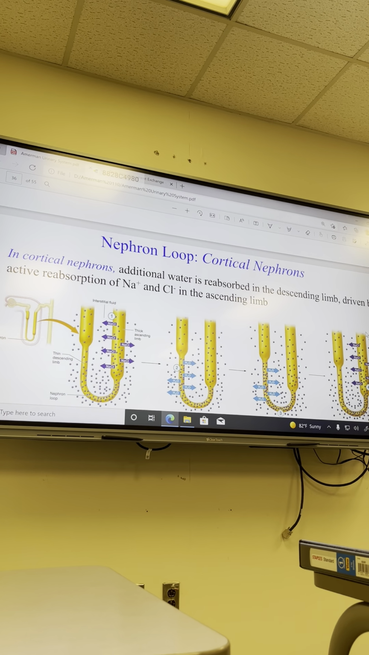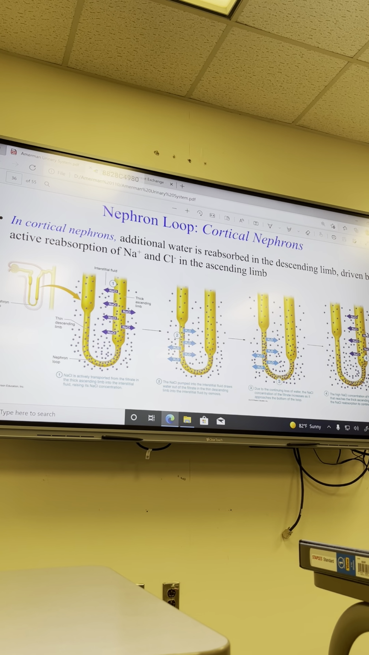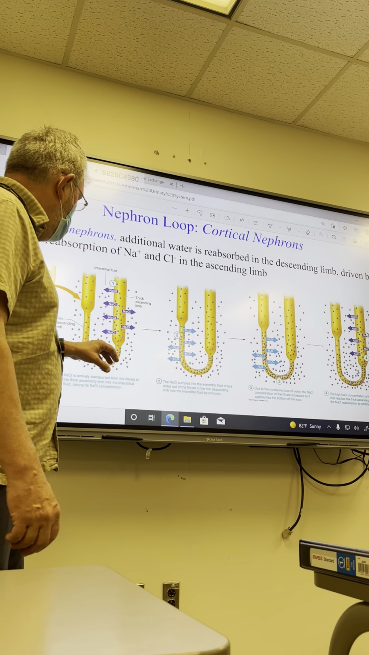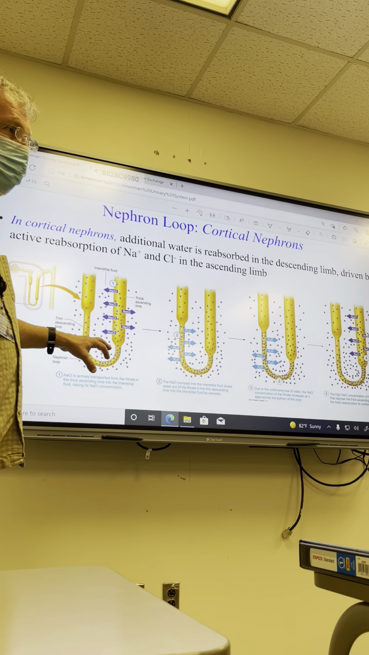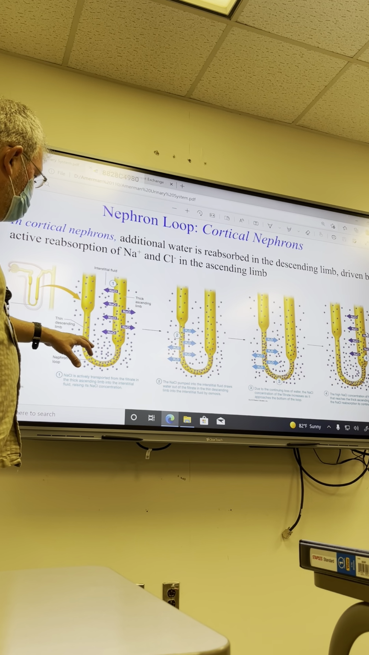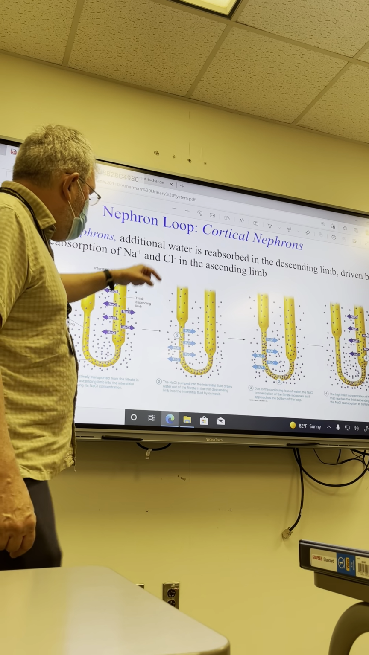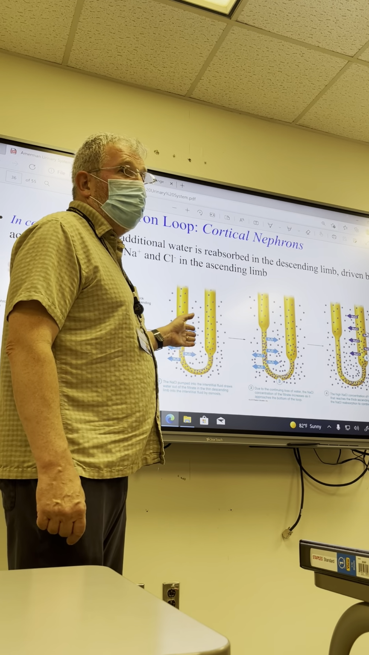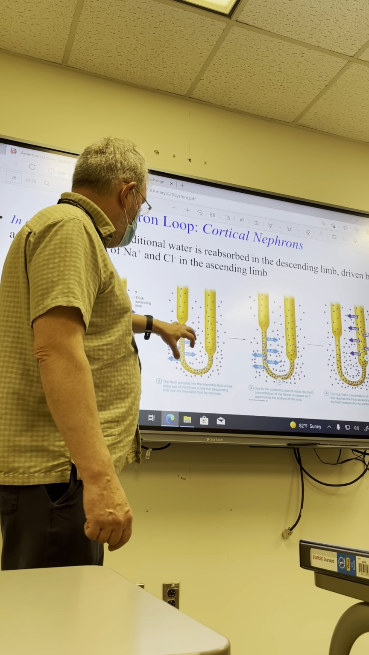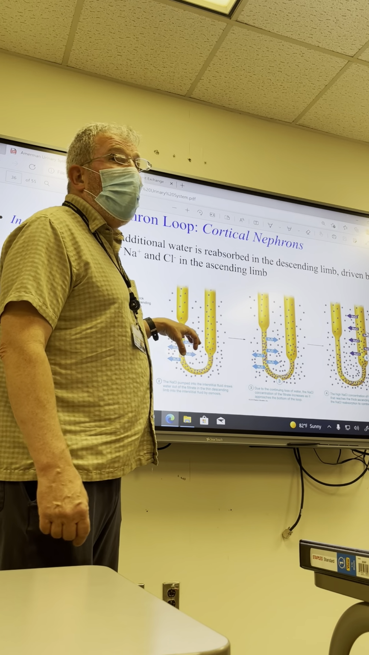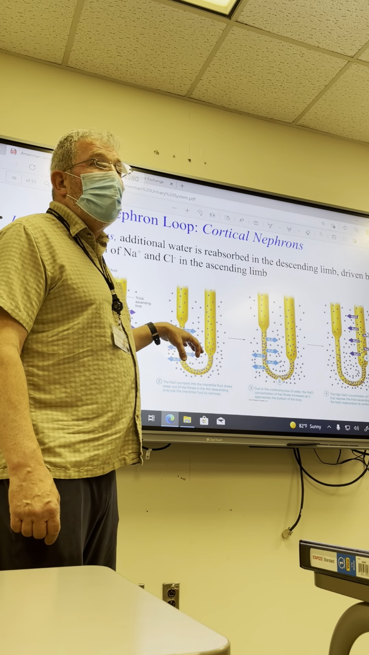So this is what they're trying to sort of show again on these diagrams here, showing the difference. They're trying to show you how concentrated the areas in the deeper medulla are here. Showing that the descending limb is permeable to water, so we lose a huge amount of volume as we go down.